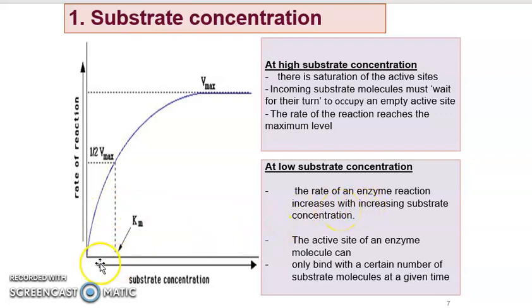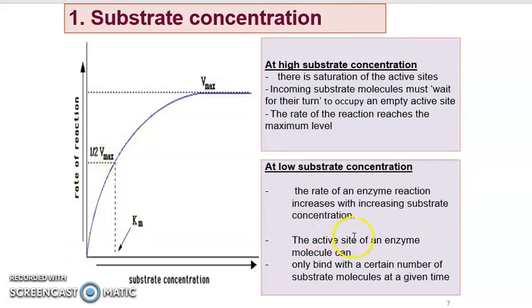substrate concentration. Okay, so kalau tengok based on graph, as substrate concentration increases, what happens to the rate of the reaction? It will also increase. And then the active site of an enzyme molecule can bind with a certain number of substrate molecules at a given time. Okay, maksudnya bila substrate concentration ni semakin tinggi, apa yang berlaku kepada rate of reaction pun dia akan jadi semakin meningkat.